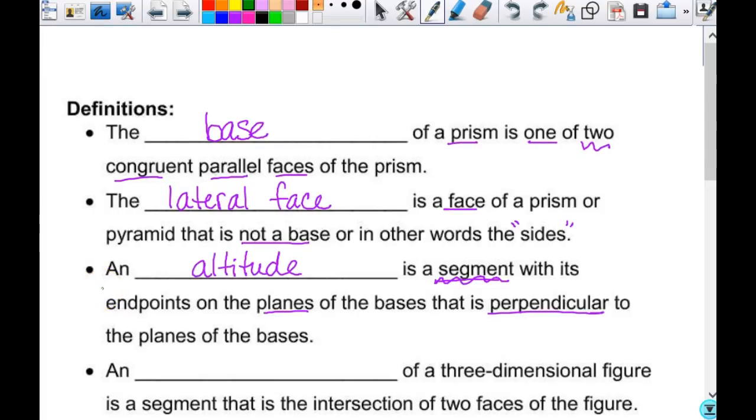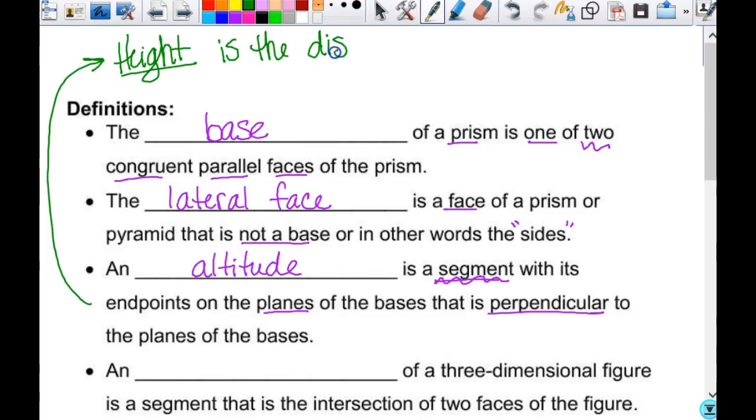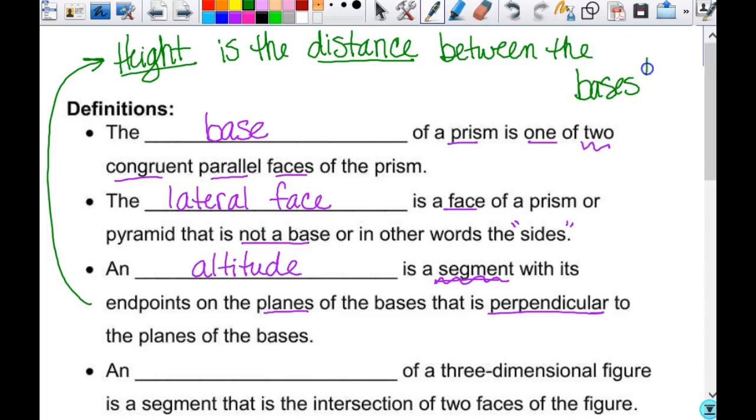But here's what I really want you to think about with the height. This is the technical definition, and it says endpoints on the planes of the bases to allow for when it's drawn on the outside. But I want you to write up here that height is the distance between the bases. That is so important. It sounds so simple and so obvious. That is going to really mess some of you up. The height of the figure is not necessarily how tall it is on the piece of paper.